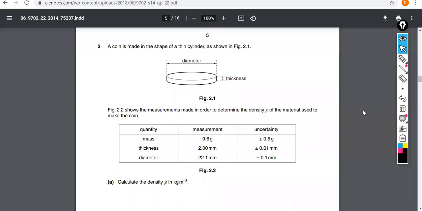In this work example, we'll be looking at calculating the density of a thin cylinder. A coin is made in the shape of a thin cylinder as shown in figure 2.1. Figure 2.2 shows the measurements made in order to determine the density rho of the material used to make the coin. Calculate the density rho in kilograms per cubic meter.